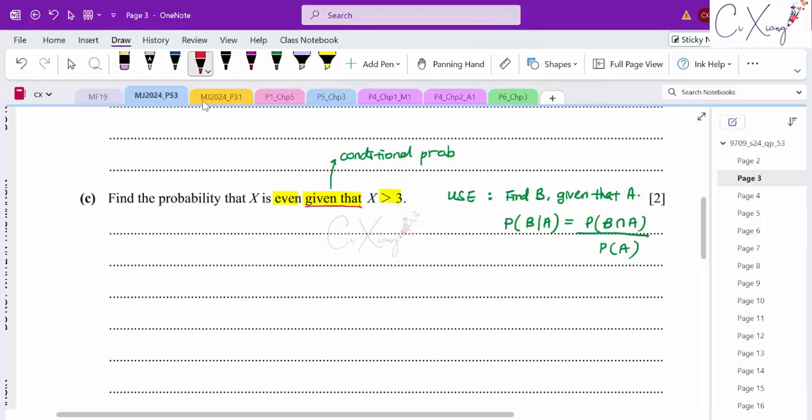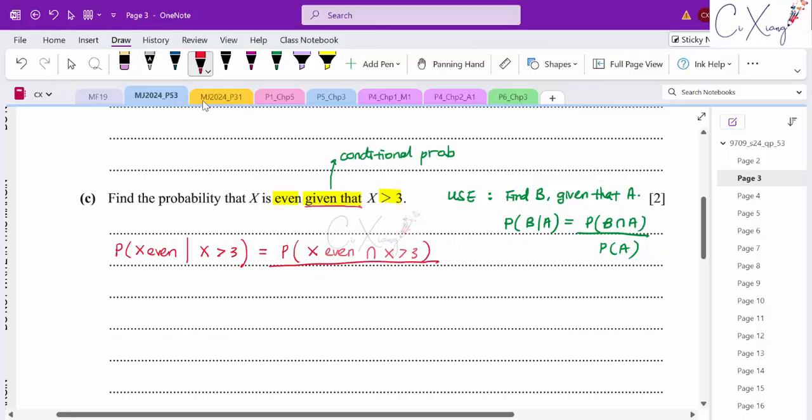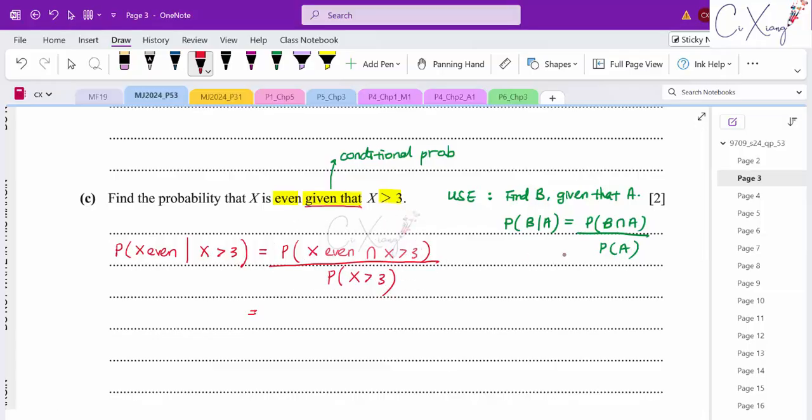And now let's apply it to our question here. So they said x is even, given that, so you put a slash, then x is greater than 3. According to the formula, you should have x even intersect with x greater than 3, divided by x greater than 3. Right, then let's have a look. What is the probability for x even intersect with x greater than 3?